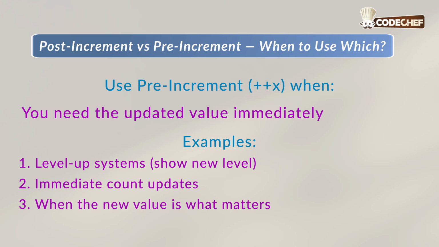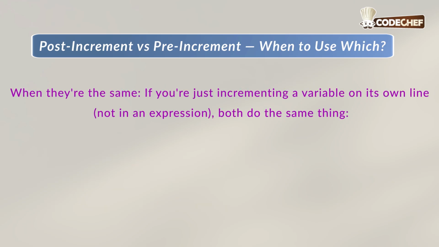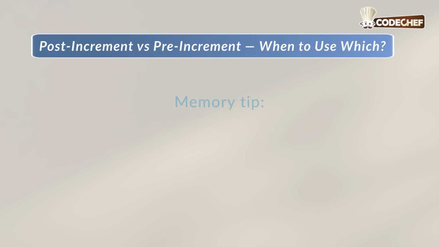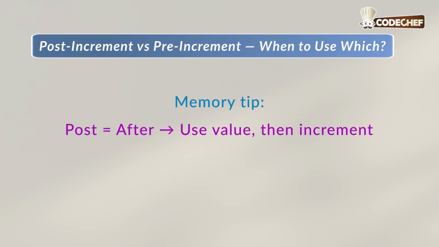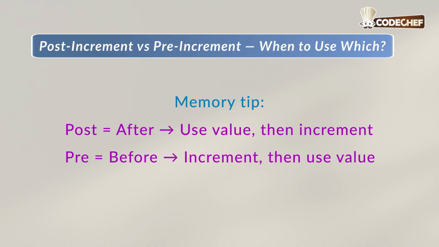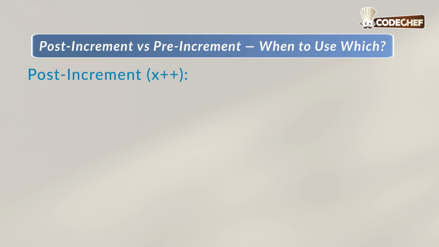They are the same if you're just incrementing a variable on its own line, not in an expression. Both do the same thing. Pre-increment just increments x and post-increment, same result. Here's a memory tip. Post means after, uses the value, then increments, and pre means before, first increments, then uses the value. Let's recap what we learned about increment operators.